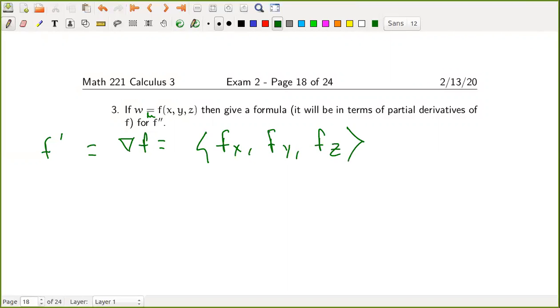Okay, so this is a function. If we allow different variables here, this is a different function. So for example, we could say f prime of x, y, z. What I mean is that this is now fx of x, y, z.